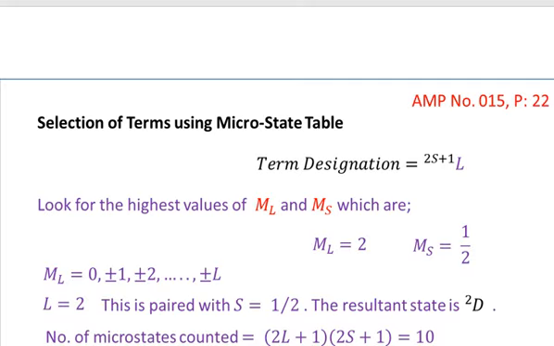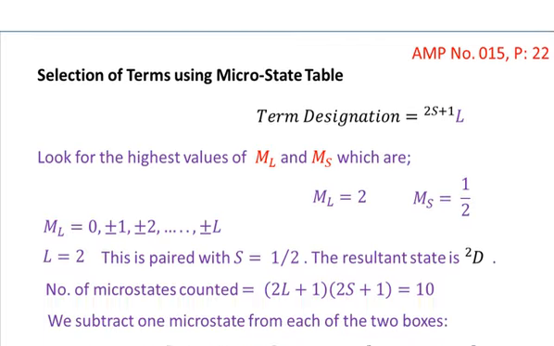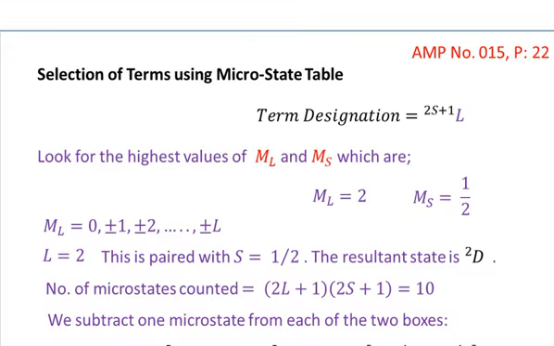Now you see that I am going to explain how we shall use this microstate table discussed a minute ago. How we can use that table in order to check whether a state is known or not, or is allowed or not allowed. The term designation will be equal to 2S+1, that is the multiplicity, written as a superscript before the symbol, and L stands for the symbol, capital L.